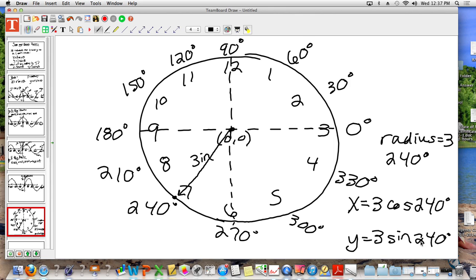What kind of number should you get? Both of these numbers should be what? Negative. They're in quadrant 3. Both the X and the Y in quadrant 3 are negative. So do 3 cos 240. Can someone get me a value? Make sure you're in degree mode. Negative 1.5. Thank you. And then what is the Y value? Negative 2 point what? 6.